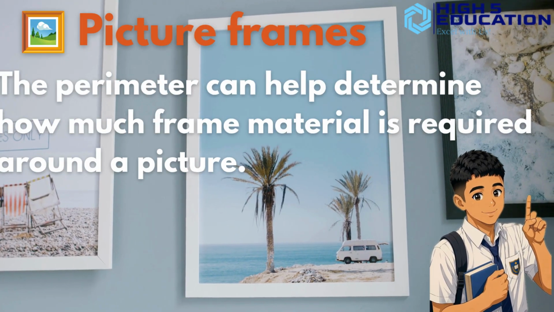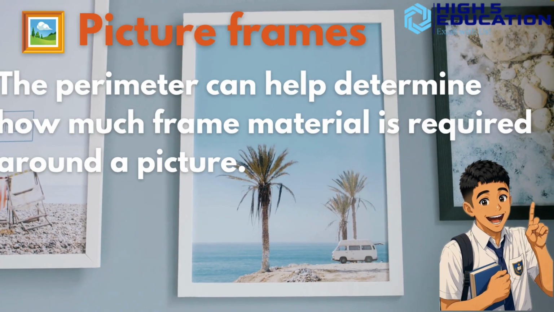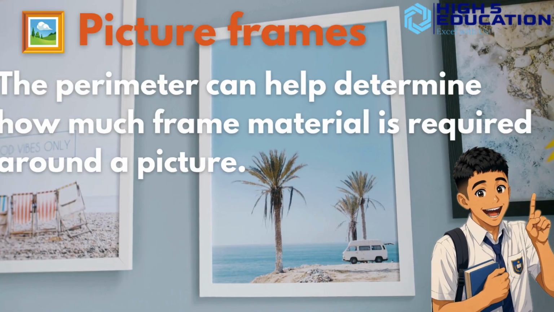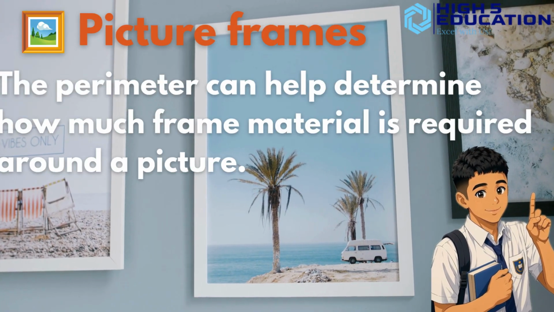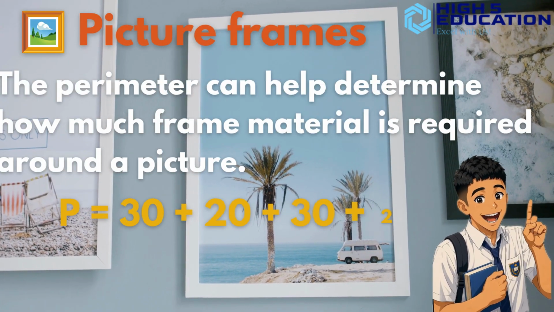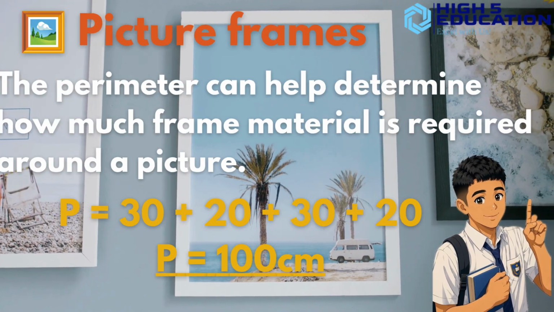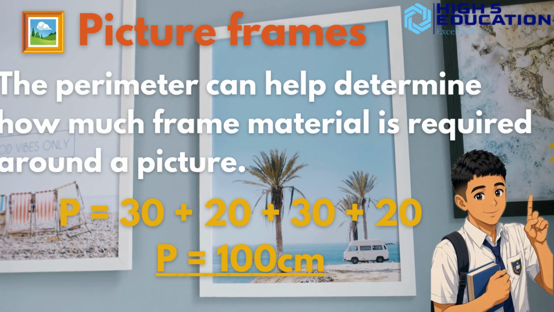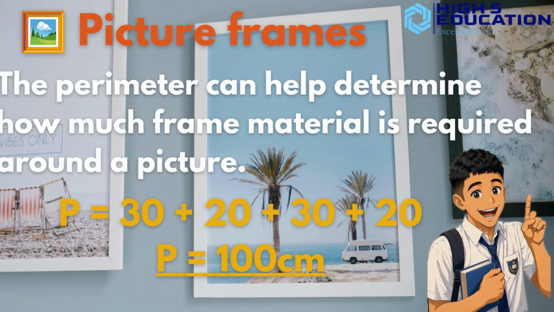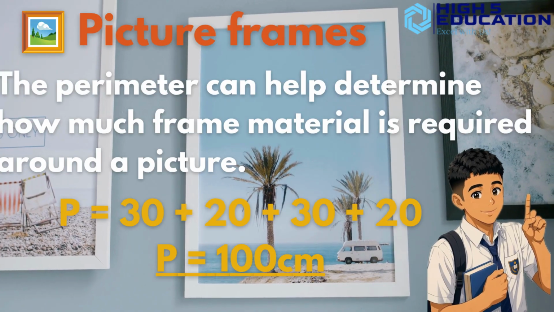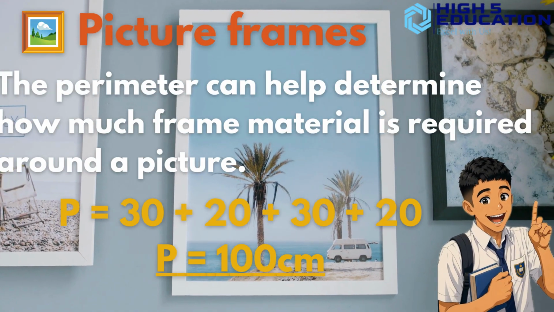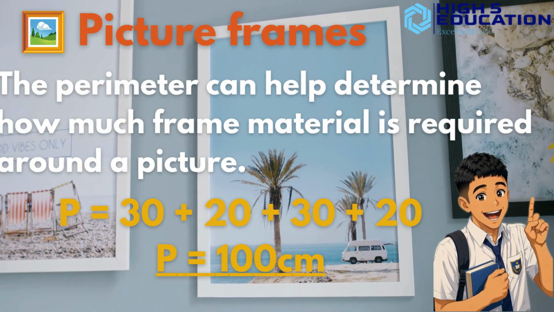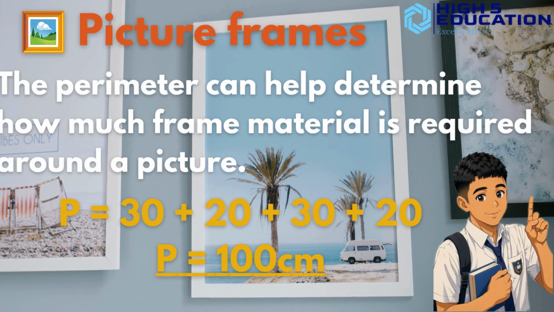For example, suppose a rectangular picture is 30 centimeters long and 20 centimeters wide. To find the amount of frame material needed around the picture, we add all 4 sides. P equals 30 plus 20 plus 30 plus 20. P equals 100 centimeters. So, we would need 100 centimeters of frame material to go around the picture. See how perimeter helps us in real life? Whether we're making a picture frame, building a fence, or marking a sports field, perimeter tells us the total distance around the outside. Remember, mathematicians, if you're measuring around it, think perimeter.